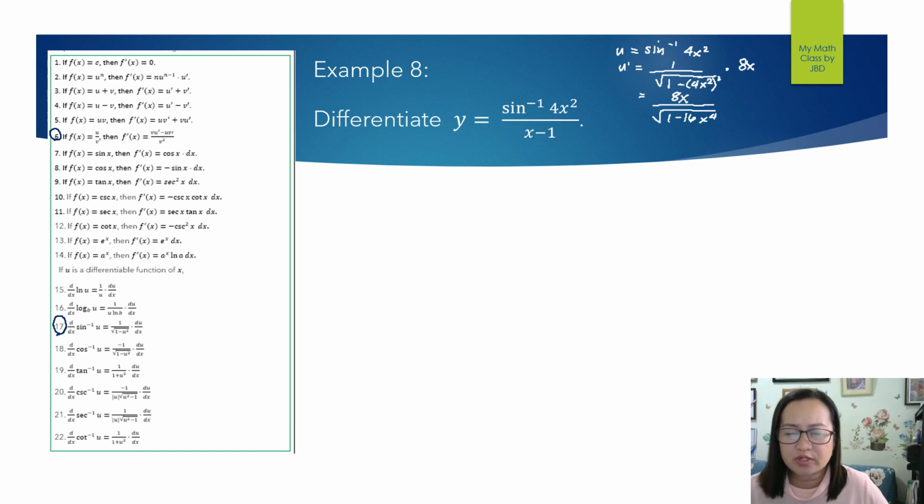And then our v is x minus 1, so our v prime will be 1. Now we are ready to work on with the main problem. So we get the derivative on both sides. Get the derivative of the expression on both sides, so we will have this.